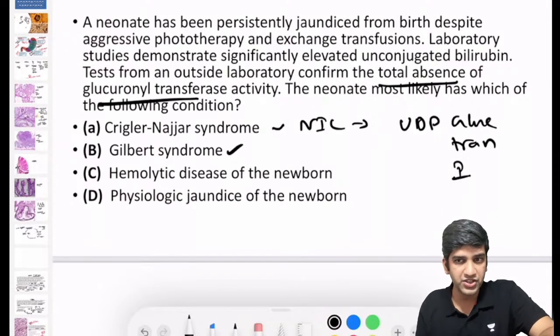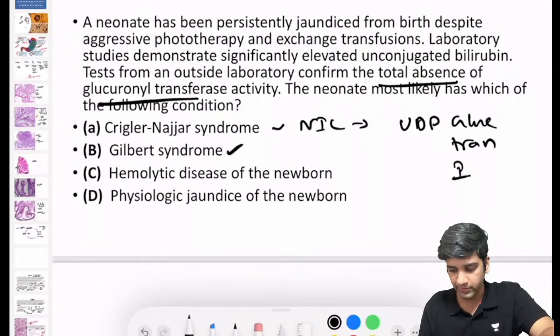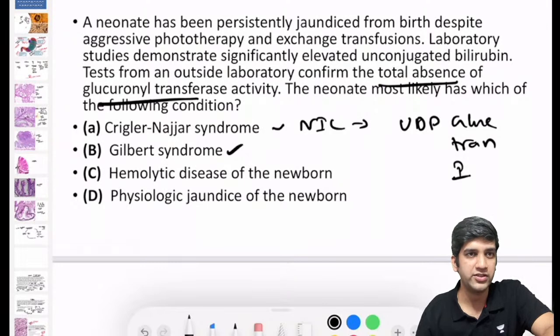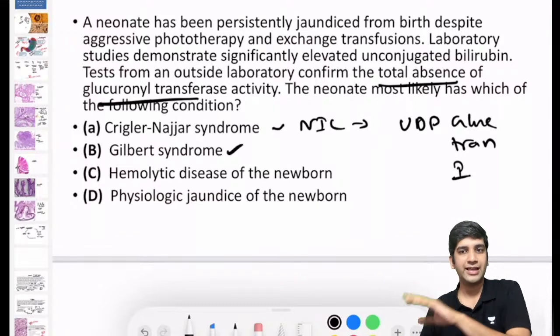Phenobarbital's effect in Crigler-Najjar type 2 is because it is an enzyme inducer. UDP glucuronyl transferase is also a CYP-type enzyme, one of the subtypes. So when I give phenobarbital, it will definitely elevate the activity. So in type 2, where there's reduced glucuronyl transferase, it can be compensated.